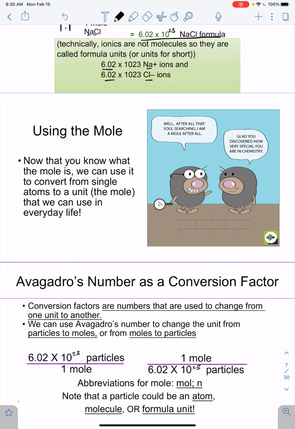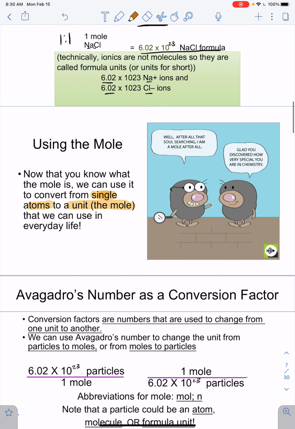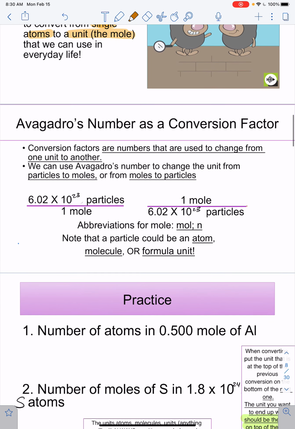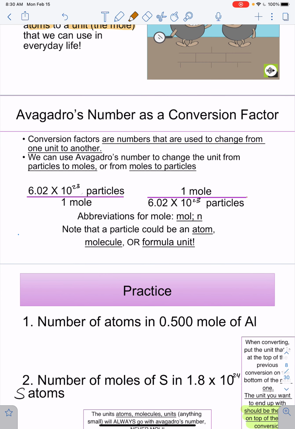So using the mole, now that we know what the mole is, you can use it to convert from single atoms. So we're going to go from single atoms to a unit, the mole. And we can use this in everyday life. We're really just going to use it in here. So this is how we are going to use what we call conversion factors. You have learned conversion factors in the past. You've even learned how to use them in the past. But this is how I want you to use it.